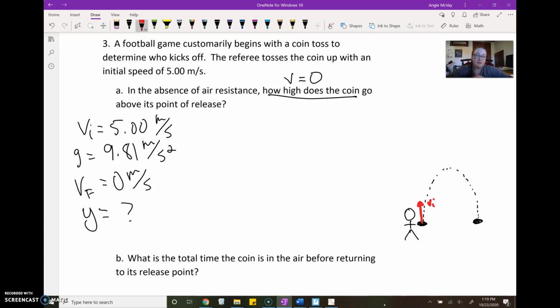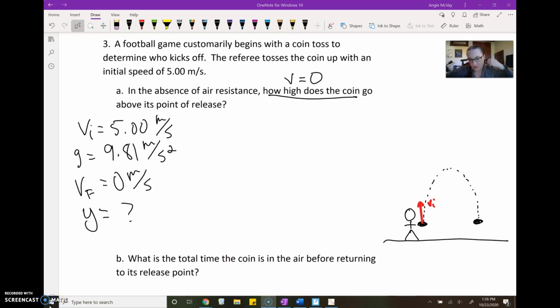Okay, now here's the deal. The ground is obviously there. We have no idea how tall the ground is or how tall the referee is. Okay, sorry, I was interrupted there for a second. So we've got a ball that is going straight vertically up. We don't know how tall the referee is or the distance between the release point of the coin and the ground. And so here we can't have the ground as our reference point for height.